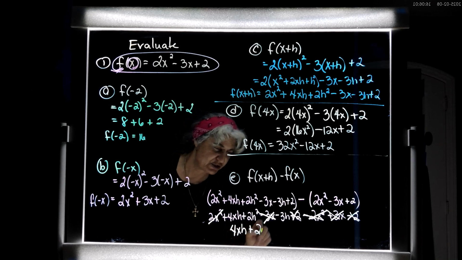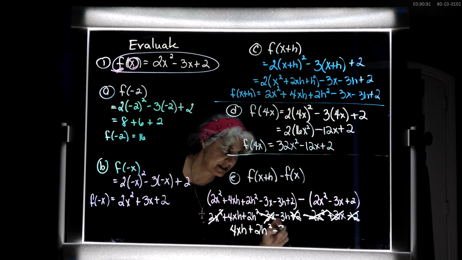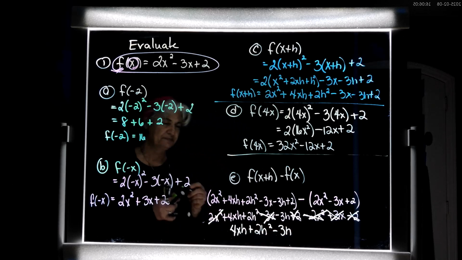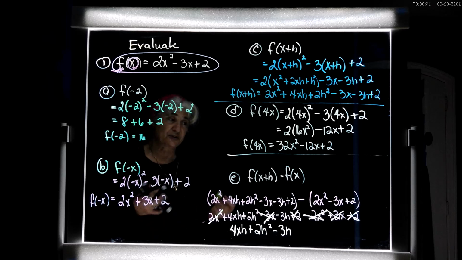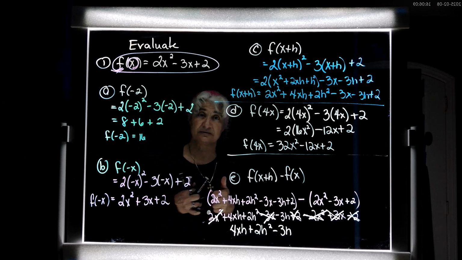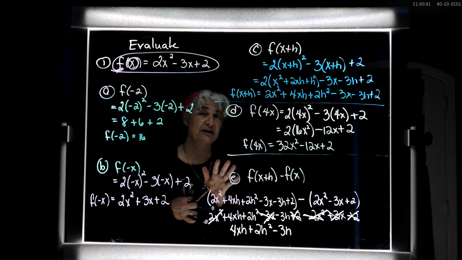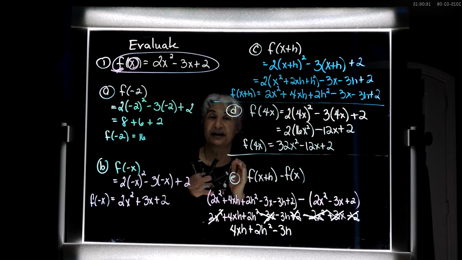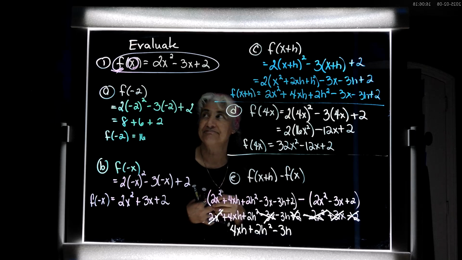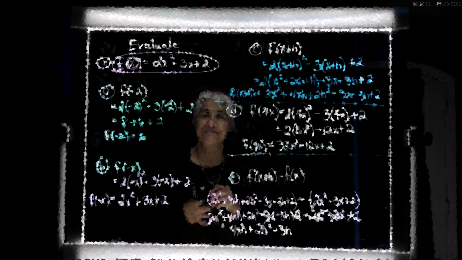4xh plus 2h squared minus 3h. Excellent. So be it. Good? Okay. One more example. Hopefully you've already worked on it. And if you haven't, then go work on it. Example number 2 coming up.